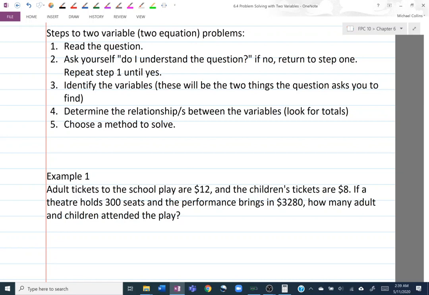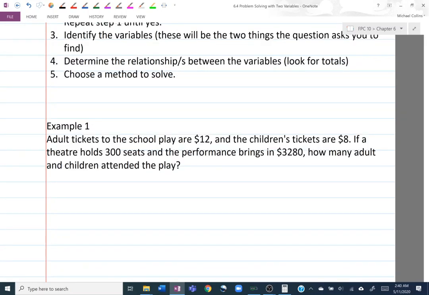Okay, so step number three is identify the variables. These will be the two things the question asks you to find. So we have how many adults and how many children attend the play. Let's go A is equal to the number of adults, and C is equal to the number of children. So those are our two variables.